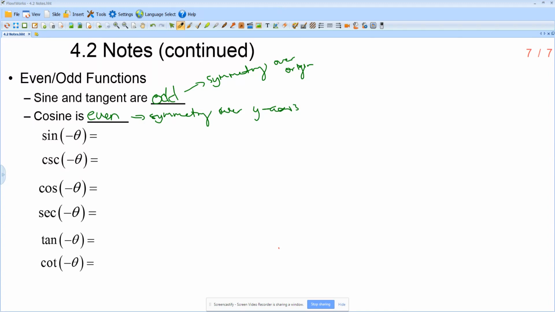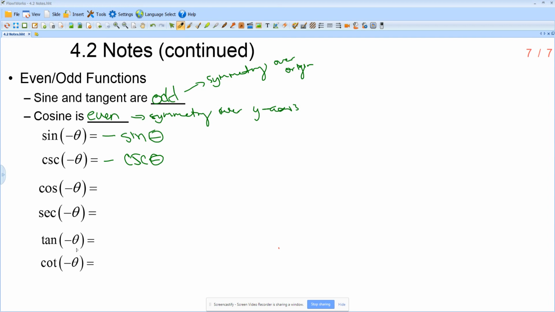So sine and tangent are odd. The way that that's going to look and what it's going to allow us to do is say that the sine of a negative angle is always going to be equal to negative sine of the positive angle. So something like the sine of negative 30 degrees, that's going to be the same thing as the negative of sine of 30 degrees. Cosecant, since it is the reciprocal of sine, will have that same property. Cosecant of negative theta is negative cosecant of positive theta.